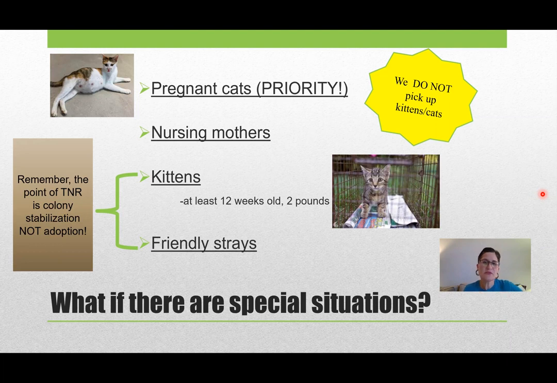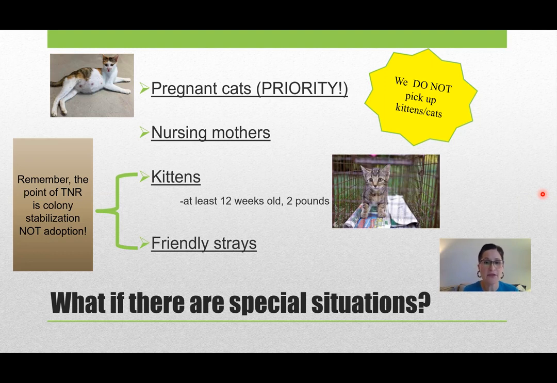Okay. All right. So going back to this slide. So what if there's a special situation? So what if there's a pregnant cat? Because some people might be like, well, she's pregnant. Can I still get her fixed? Heck yeah, you can still get her fixed. So you're going to bring her in. Again, if you do have pregnant cats in your group, they are the priority. Okay. So just know that the pregnancy is going to be aborted. But again, we're trying to help with the population of stray and feral cats.